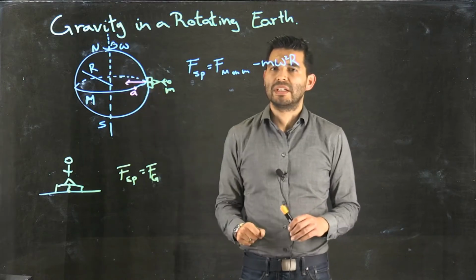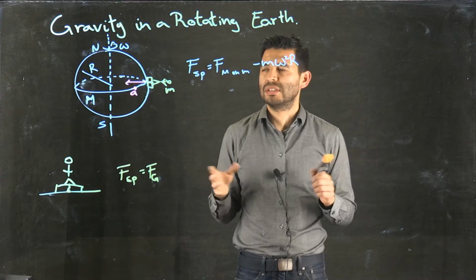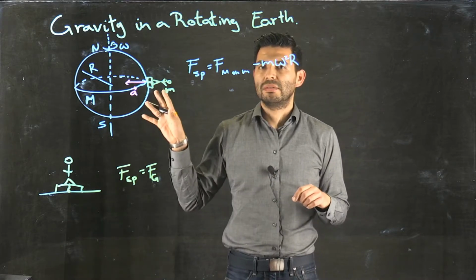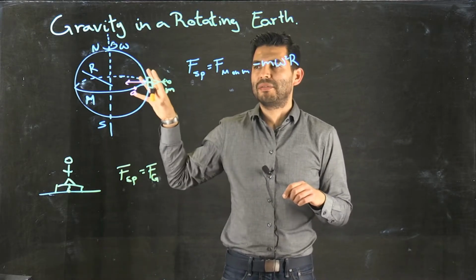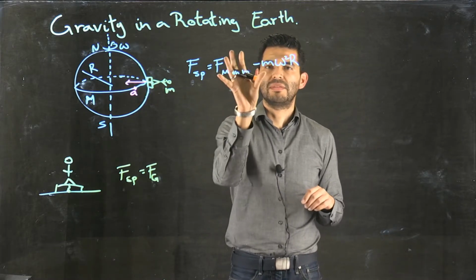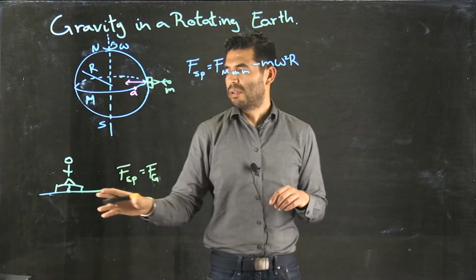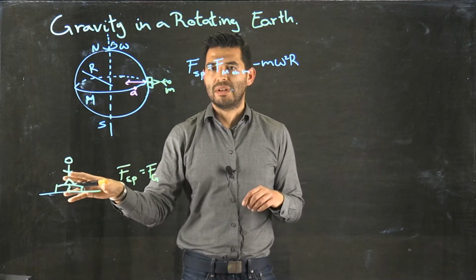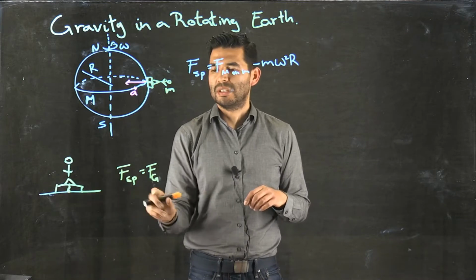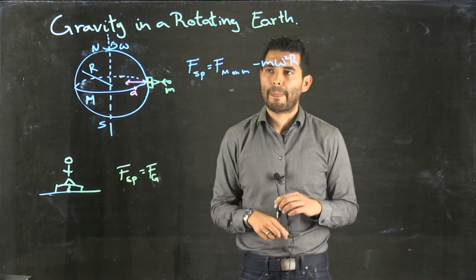In a non-inertial frame of reference, different observers will actually identify different forces. So an observer in an inertial frame of reference, outside of the Earth, who can notice that this person is rotating, is going to identify these terms for the force on the spring. Whereas an observer on the surface of the Earth, who doesn't even realize that it's rotating, will simply identify the gravitational force as the force of the spring.